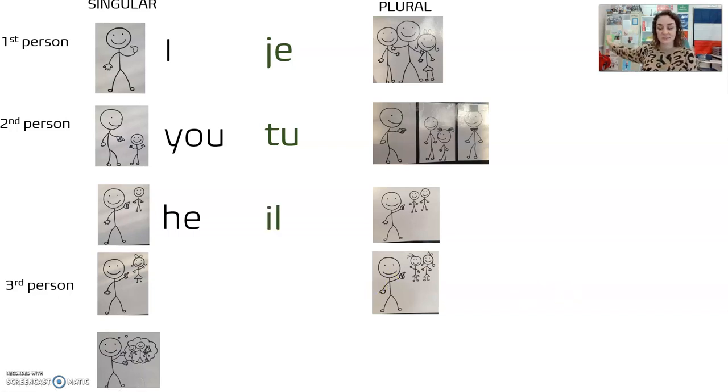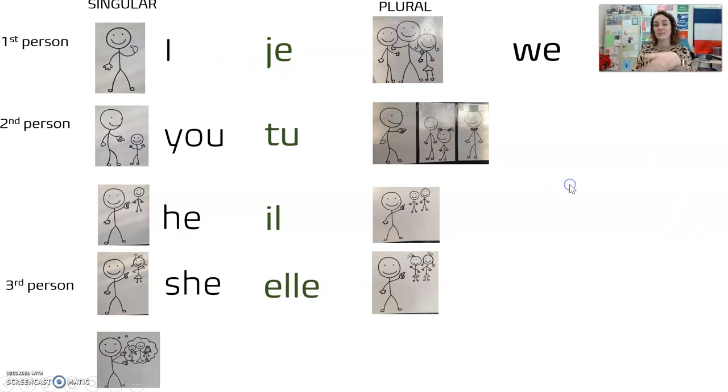Talking about she, elle. Here they are again. These are our first person, second person, third person singular pronouns, subject pronouns. Je, tu, il, elle. Looking at plural, that's always the left side over here, singular, plus more. So I have I plus more, that's we.